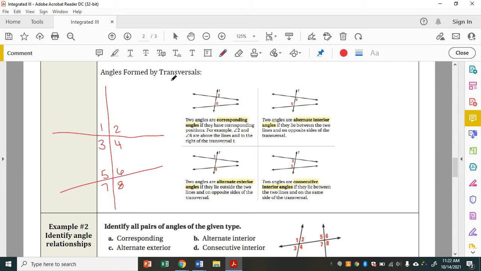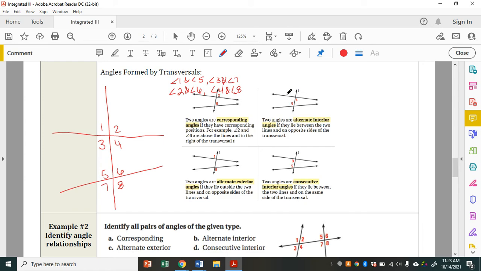So for corresponding angles, our example from this diagram would be angle 1 and angle 5. We would also talk about angle 3 and angle 7, as we said. Angle 2 and angle 6 are also corresponding. And angle 4 and angle 8 are also corresponding angles. So those are all of our corresponding angles. We talk about these relationships in regards to pairs. We're looking at pairs of angles.